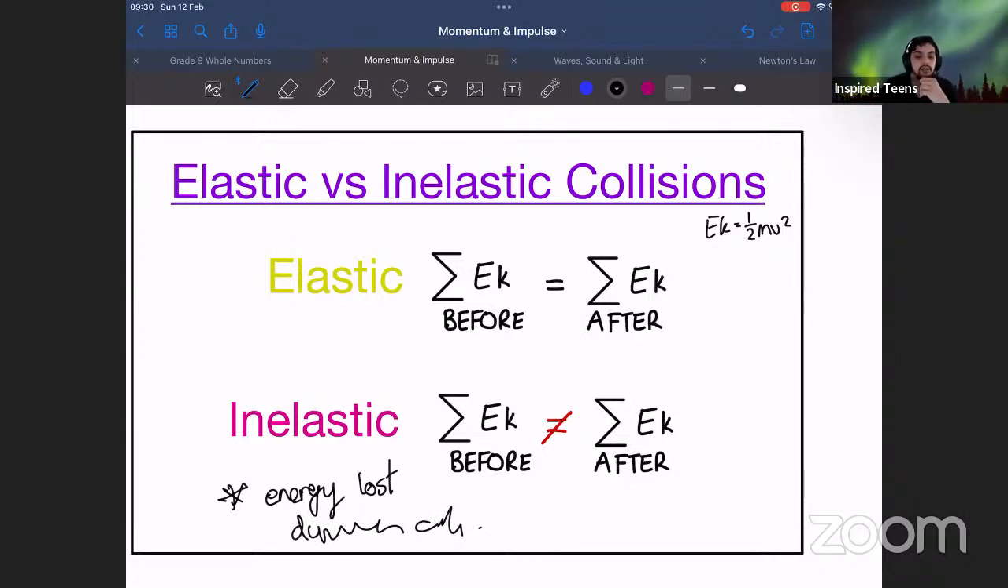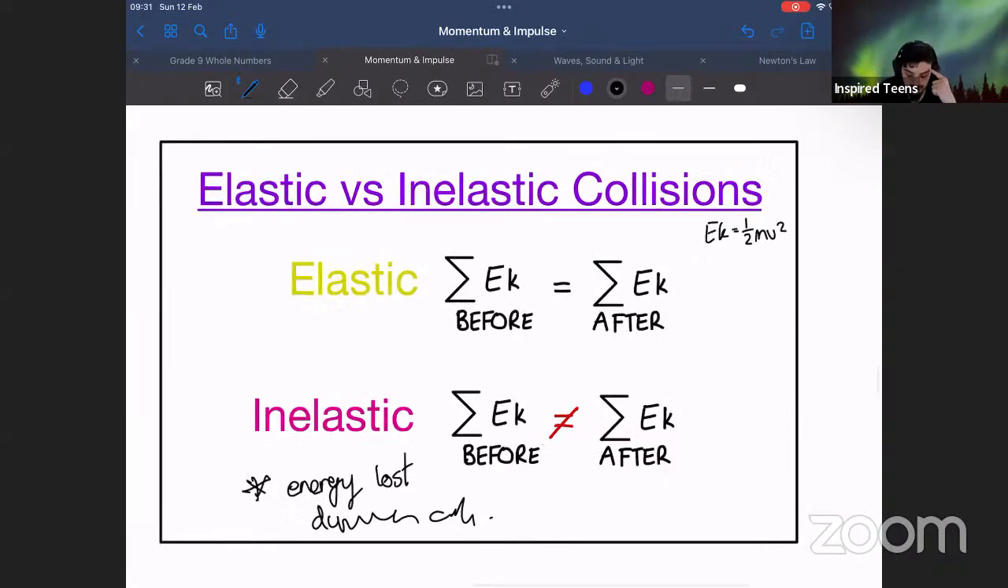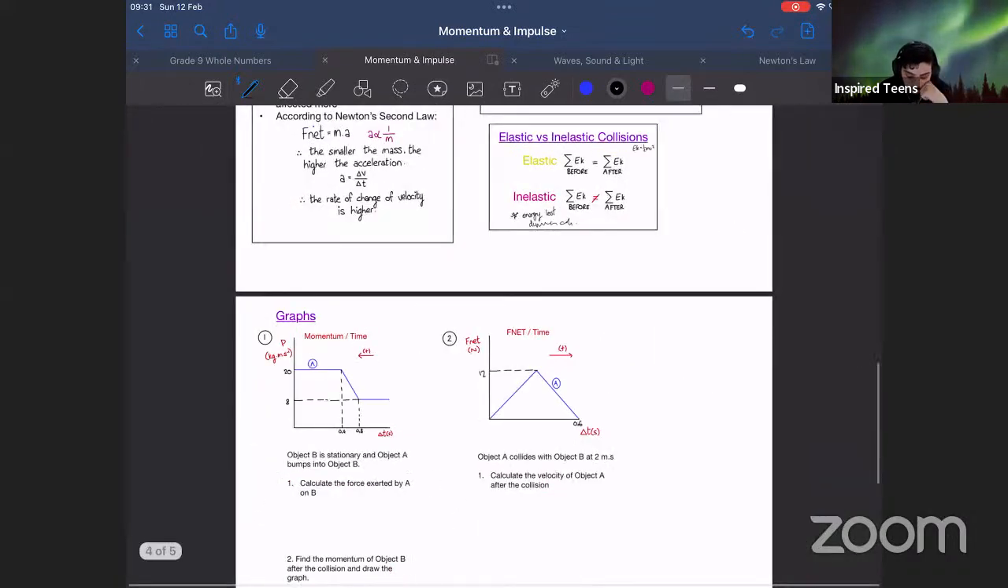Okay, so some of the energy is lost during contact. If you think of an elastic collision, elastic collisions are actually not very realistic, right? Generally, when we deal with any collision on Earth, it's mostly inelastic. So that's what you need to remember. EK before is equal to EK after for elastic. EK before is not equal to EK afterwards in inelastic.